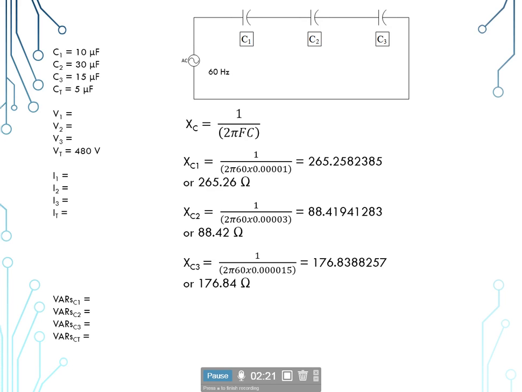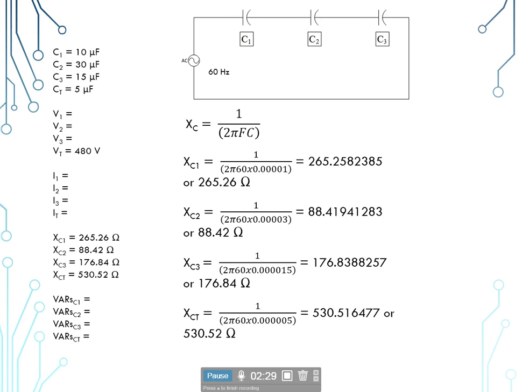176.84 ohms for X sub C3. And for our total capacitive reactance, we would use that same formula, but we'd use our total capacitance. So 1 divided by, open parenthesis, 2 pi times the frequency of 60 times our 5 microfarads, giving us 530.52 ohms total for this circuit.